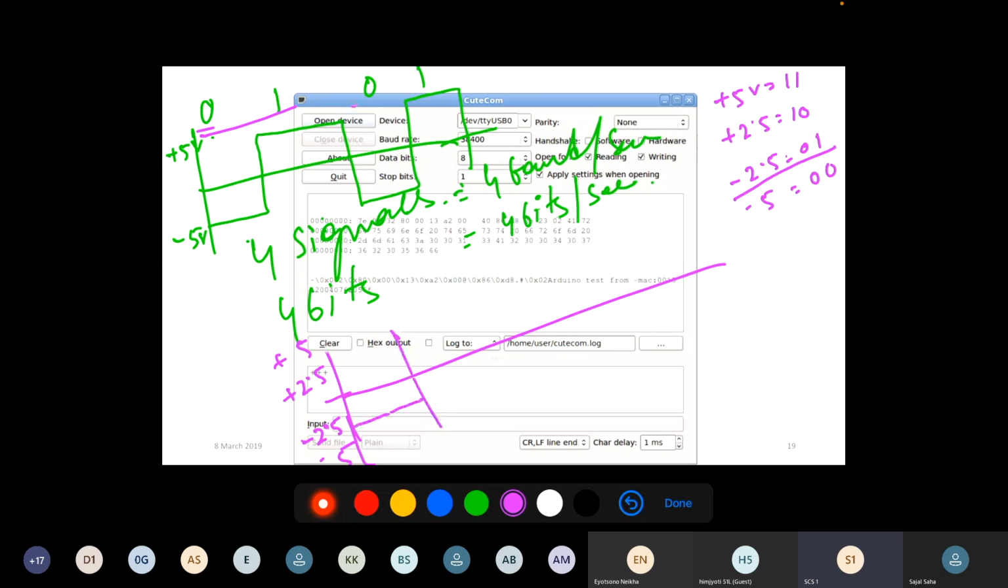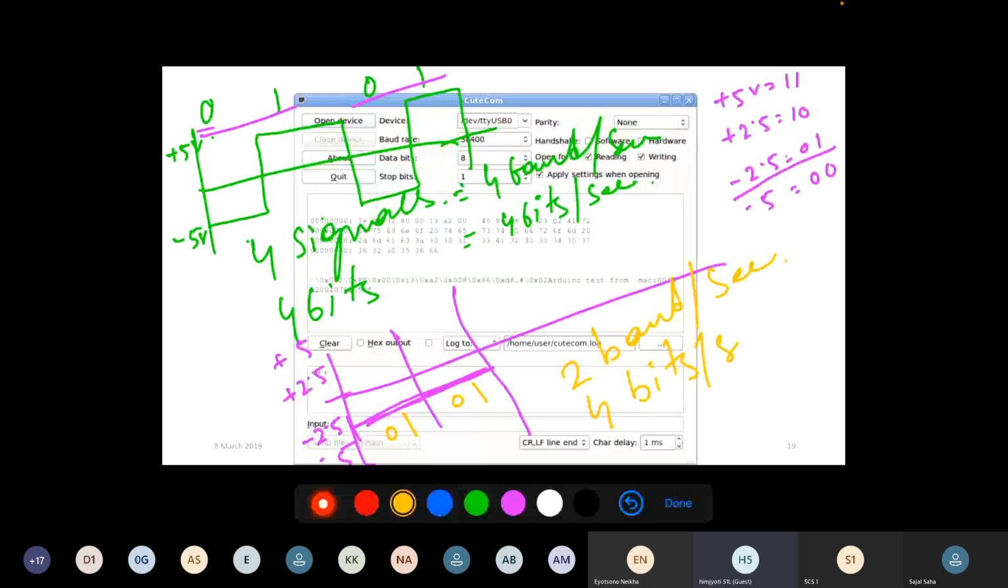Ultimately, I can represent these 4 bits, 0 1 0 1, with two signals only. Two signals means two baud rate, right? Here it is 2 baud per second. And what is the bit rate? Bit rate is 4 bits per second. Now tell me, here is the baud rate and bit rate same? No, sir.